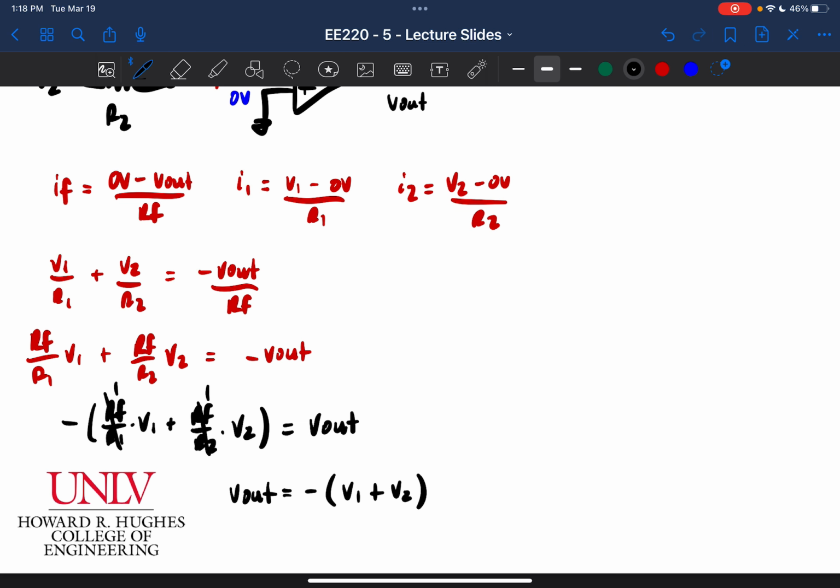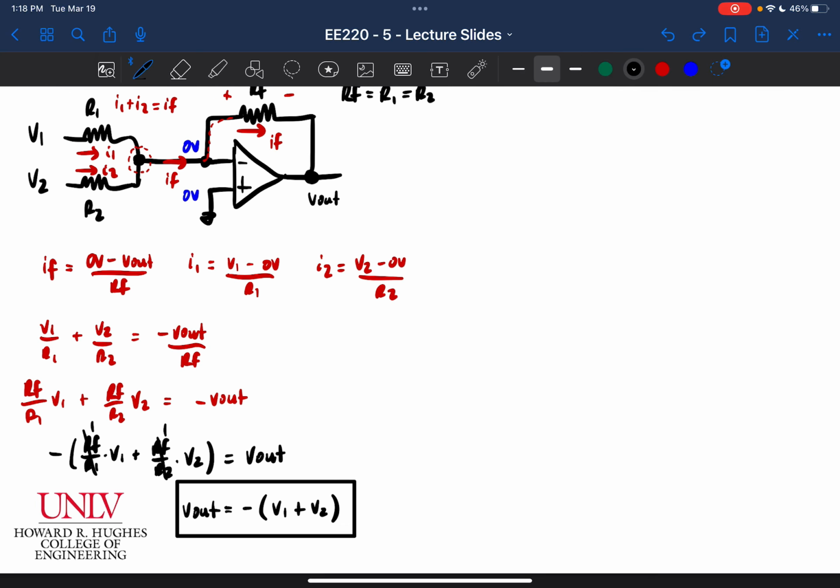And so that's a lot more satisfying, right? That's my output equation. Or actually, let me make it a little bit bigger. That's my output equation, which tells me that my output is just the negative of the sum of the two input voltages, right? So that's pretty nice.